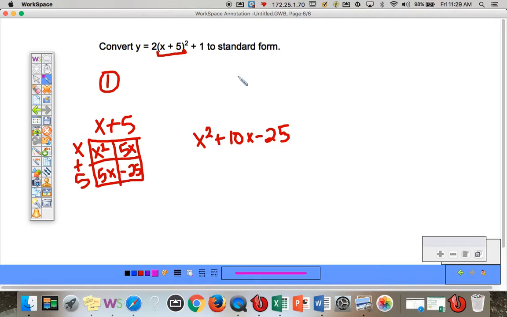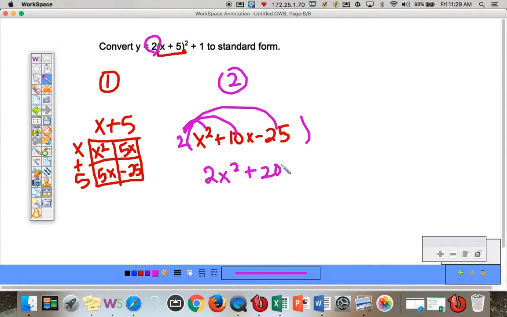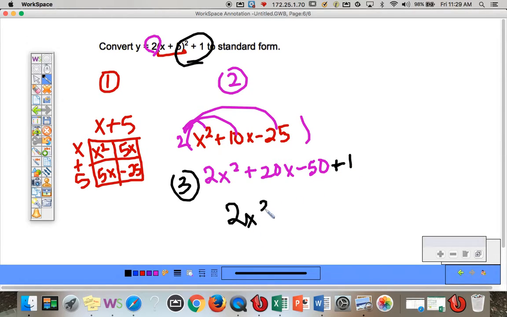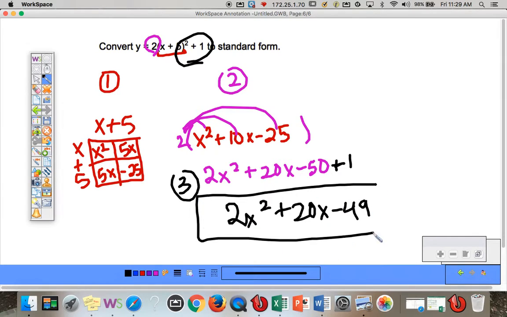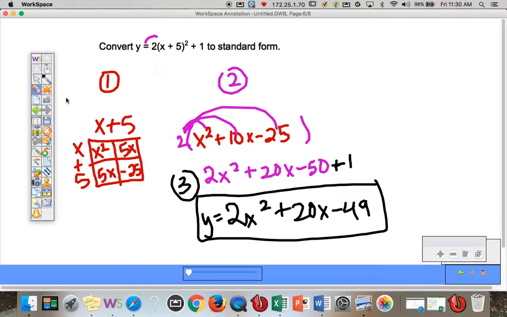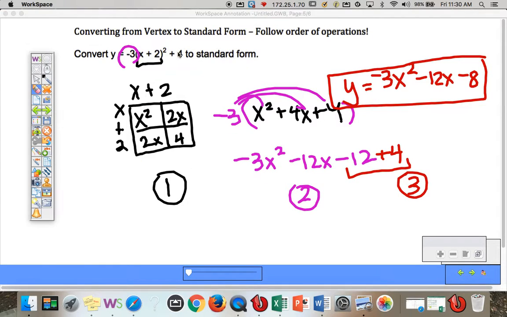The second step is to multiply everything by this number outside, the 2 here in this case. So we'll distribute. We'll get 2x squared plus 20x plus 50. The last step, step 3, is you have this plus 1 hanging out at the end. So combine like terms, and we'll get 2x squared plus 20x plus 51. So this is changing from vertex form to standard form. The vertex of this guy would be negative 5, positive 1. The vertex of the other one would be negative 2, positive 4.